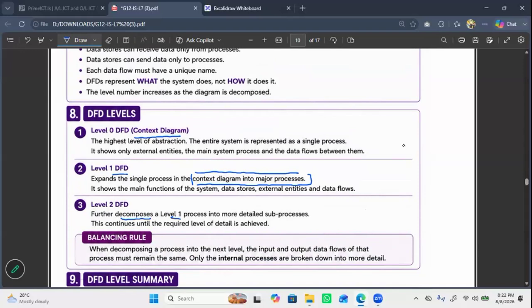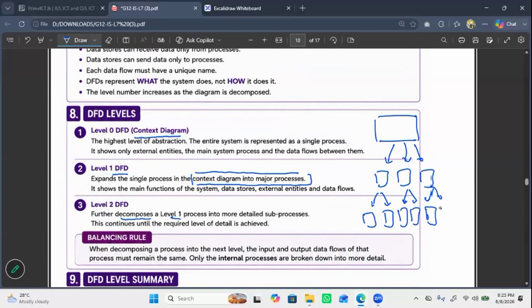That means you have the system here in the context diagram. When you go down, you are breaking the system into subsystems, actually processes into sub-processes. So those are the DFD levels.